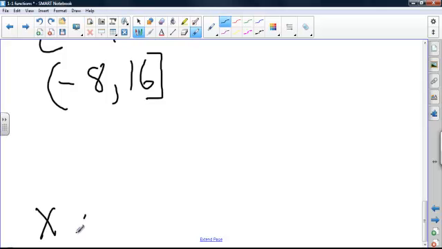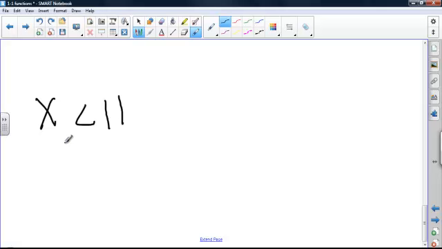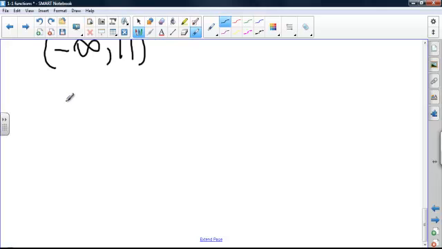x is less than 11. Putting this into interval notation, my lowest possible value, since there is no lowest possible value, is going to be negative infinity. Negative infinity all the way up to, and then we look at this, the highest number is going to be 11. There's no equal sign, so we put a parenthesis. One more example.